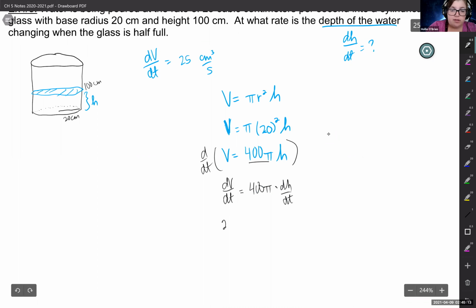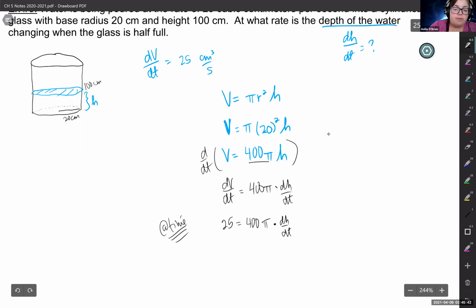So at the time we're interested in, our volume is changing 25 centimeters cubed per second. We have 400 times pi times dH dt. Notice it doesn't depend on height, not at all. I'm pouring in a certain amount of water every single second. Doesn't matter what time. It turns out the height is going to be changing at the same rate.